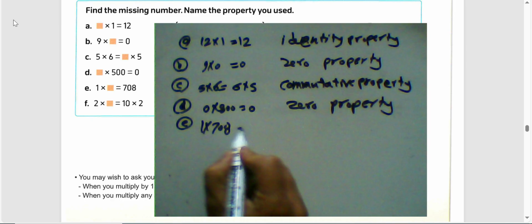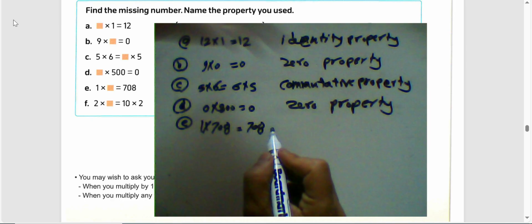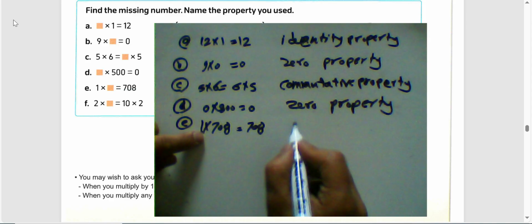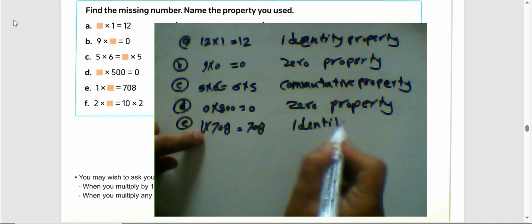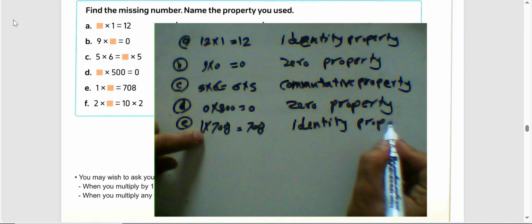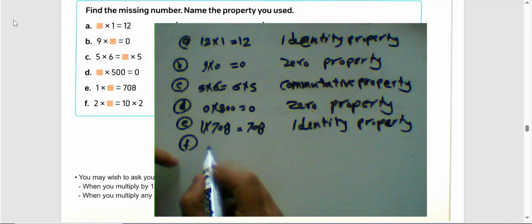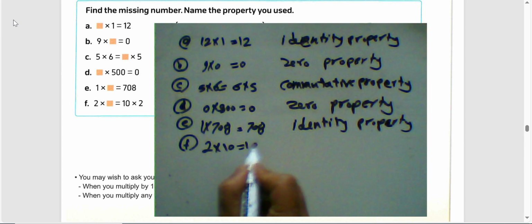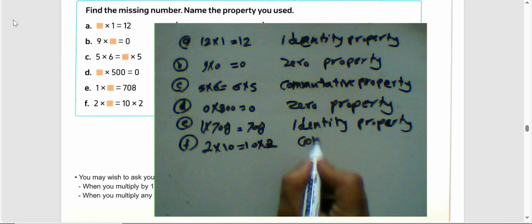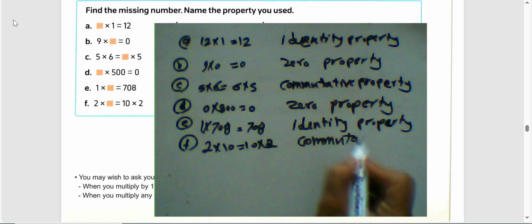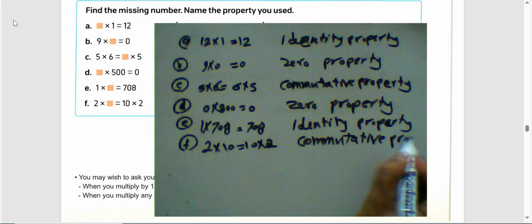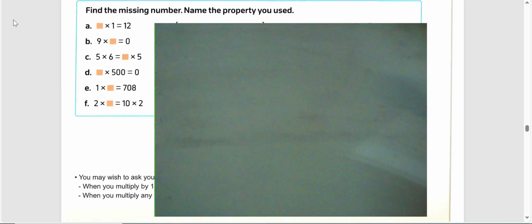1 times 708 equals 708. We call it identity property. And question letter F, we have 2 times 10 equals 10 times 2. We call that commutative property. Okay, commutative property. Understood? Next page.